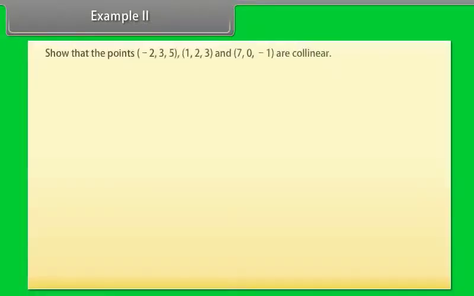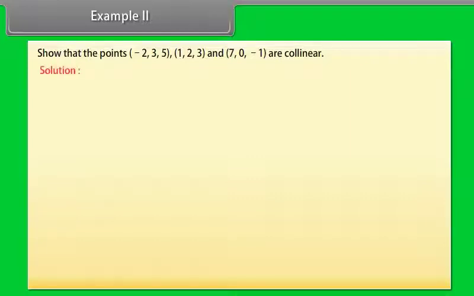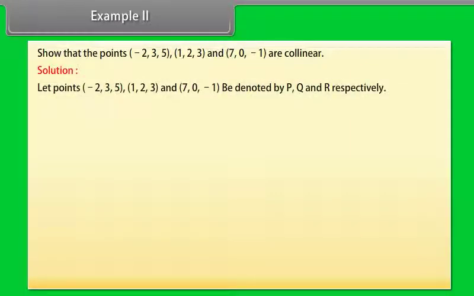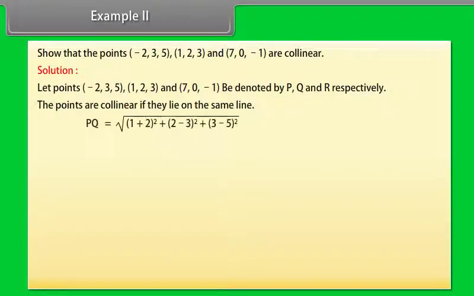Example 2. Show that the points (-2, 3, 5), (1, 2, 3) and (7, 0, -1) are collinear. Solution. Let points (-2, 3, 5), (1, 2, 3) and (7, 0, -1) be denoted by P, Q and R respectively. The points are collinear if they lie on the same line. PQ is equal to square root of (1 plus 2) squared plus (2 minus 3) squared plus (3 minus 5) squared. After calculating PQ, we get square root of 14.